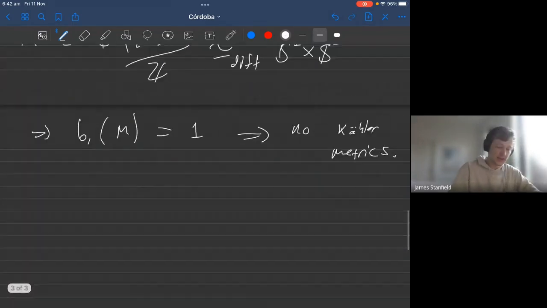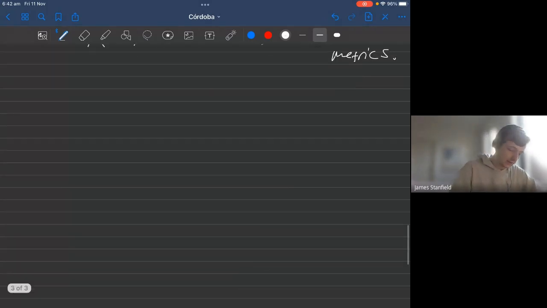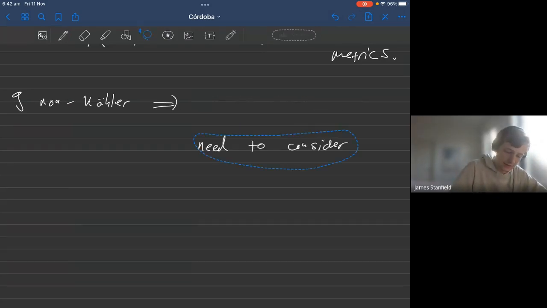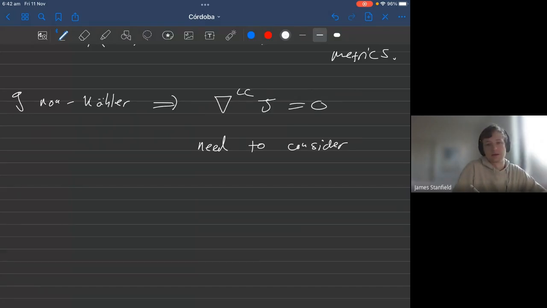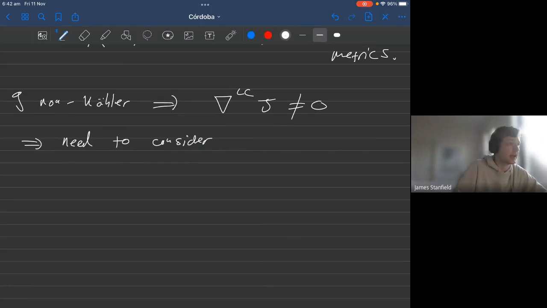Okay. So the setting then for us is non-Kähler Hermitian geometry. So if g is non-Kähler, then that means we need to consider different connections, right? So maybe I'll add an extra implication here. J is not parallel with respect to our Levi-Civita connection, right? So this is not 0. And so what this means is we need to consider more natural connections, right? So Hermitian connections.